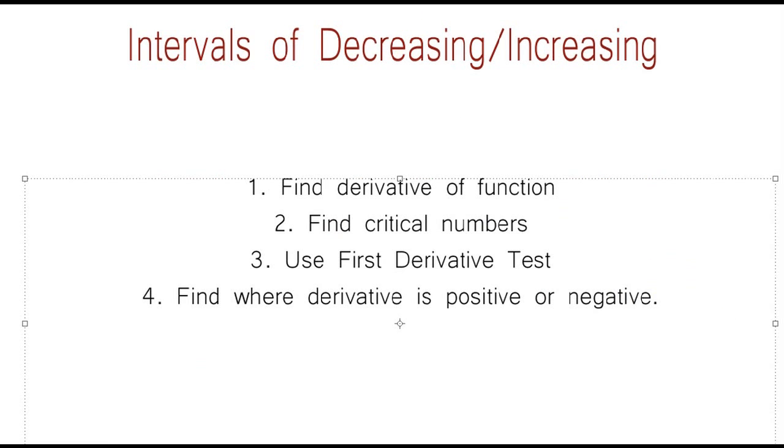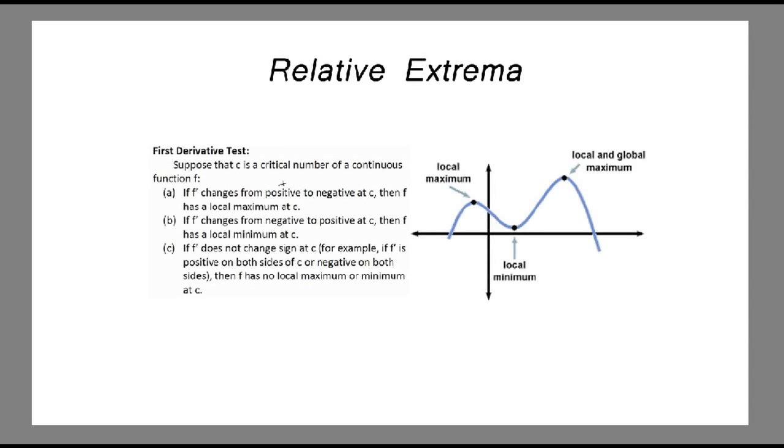Okay, now the calculus starts. First, you find the derivative of f of x, then find the critical numbers by setting the derivative function to 0 or undefined. Then you plug in values to see where the derivative is positive or negative. Where the derivative is positive, f of x is increasing. Where the derivative is negative, f of x is decreasing.